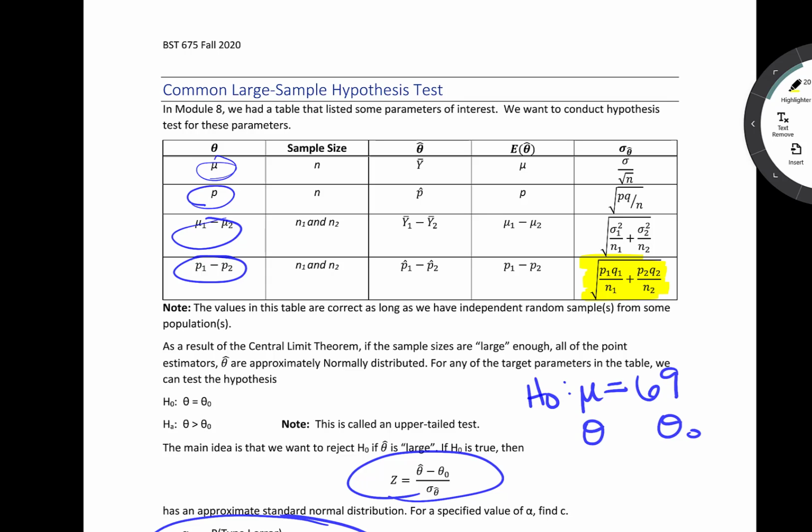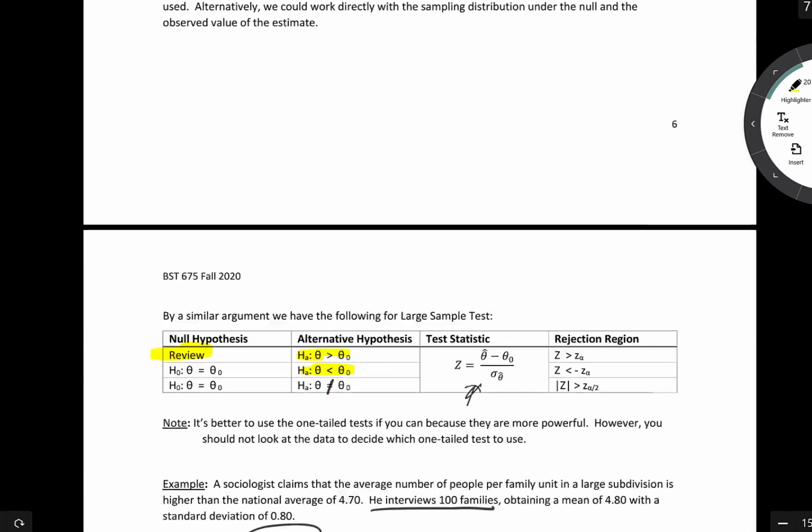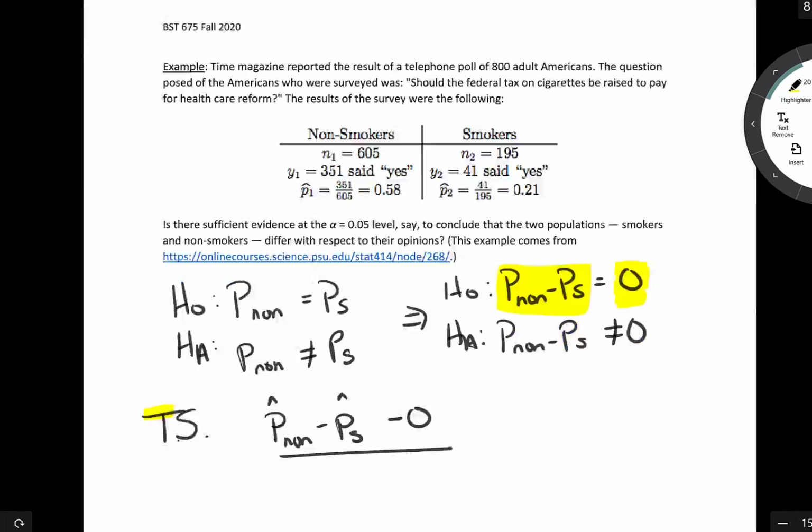Notice that the standard deviation does depend on P1, P2. In other words, it depends on the parameters. We don't have the values for those parameters. Under the null, we know the value of their difference is 0, but that doesn't tell us what their actual values are. So again, we're going to use the plug-in principle to plug in what the corresponding statistics are.